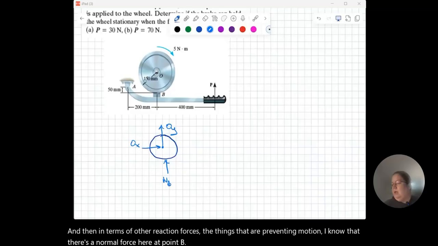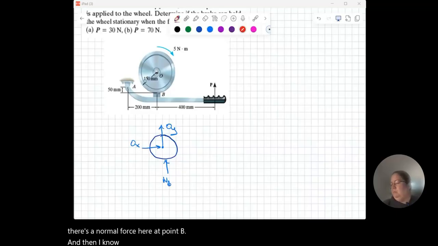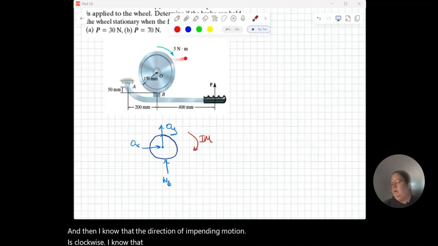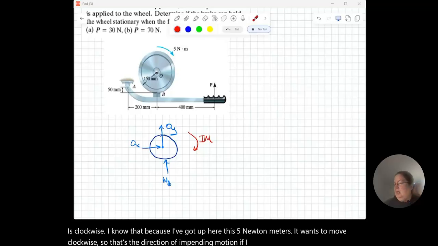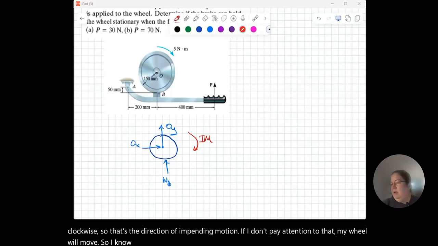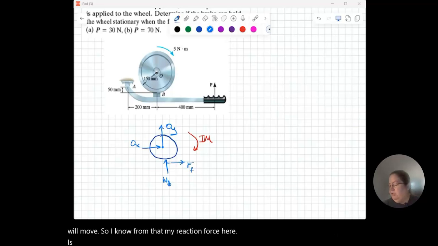Then I know that the direction of impending motion is clockwise. I know that because I've got up here this 5 Newton meters, and it wants to move clockwise. So that's the direction of impending motion. If I don't pay attention to that, my wheel will move. So I know from that that my reaction force here is going to be a friction force at B, and it's going to be opposite to the direction of impending motion.